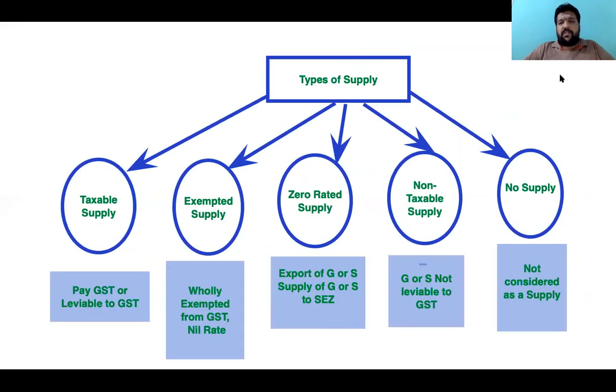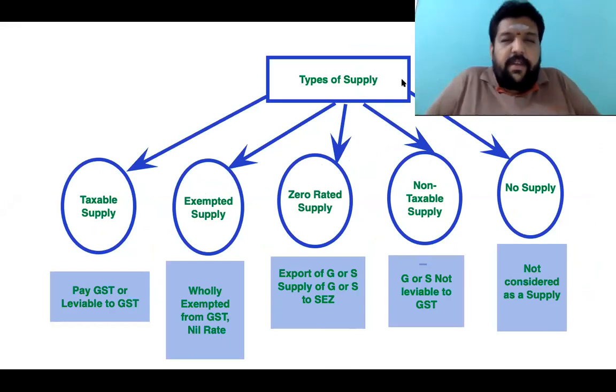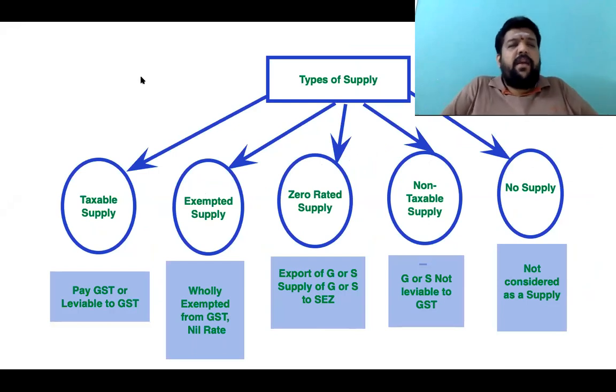So I think now this diagram makes more sense to us relating to our understanding of all these different types of stuff. So that sums up our key takeaways for this discussion, and quickly moving forward.